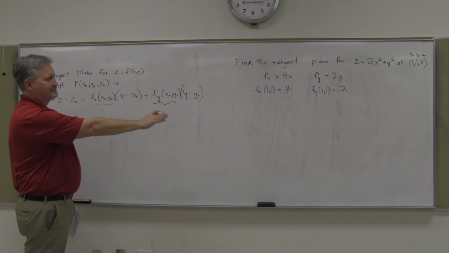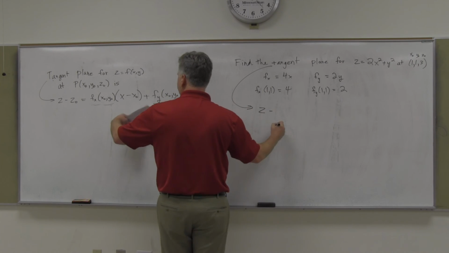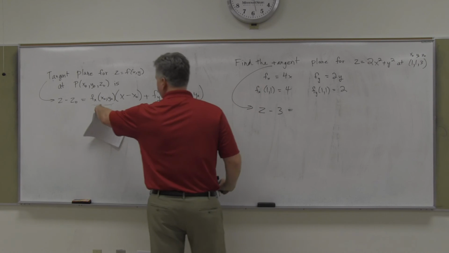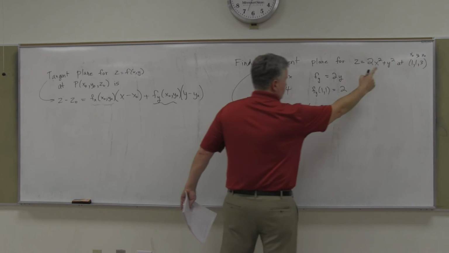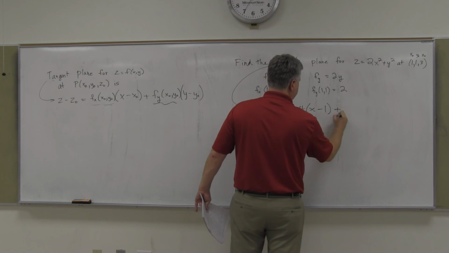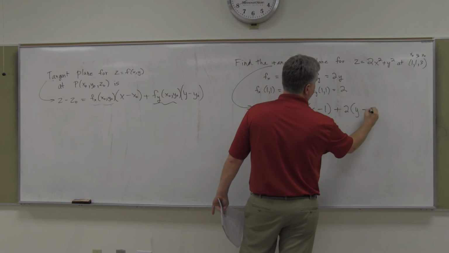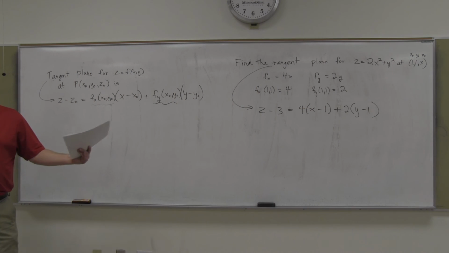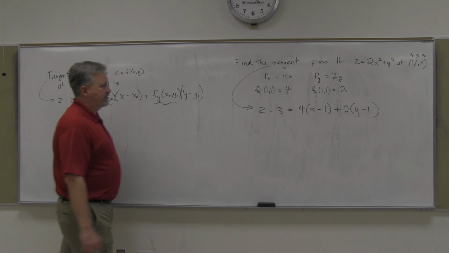And so then, the tangent plane: we've got z minus z0, that's 3, equals this, which we found to be 4, times x minus x0, so that's x minus 1, plus that, which we found to be 2 in this case, times y minus 1. Ta-da, okay. So for a tangent plane, it's fairly straightforward.